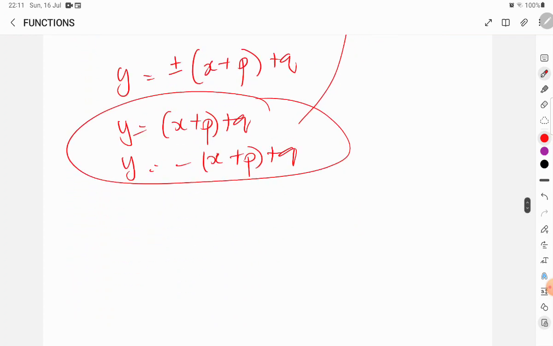But in general, just use y is equal to x plus c for positive, and y is equal to minus x plus c for negative, if you won't be able to cram this, which I think you should. But that's just it in terms of our first lesson.